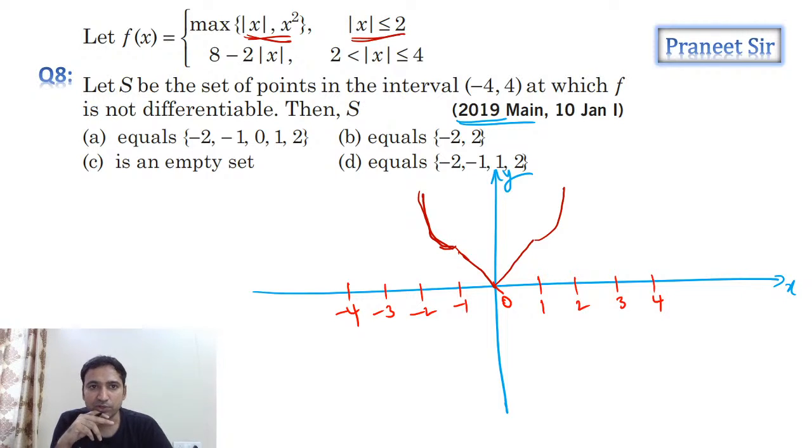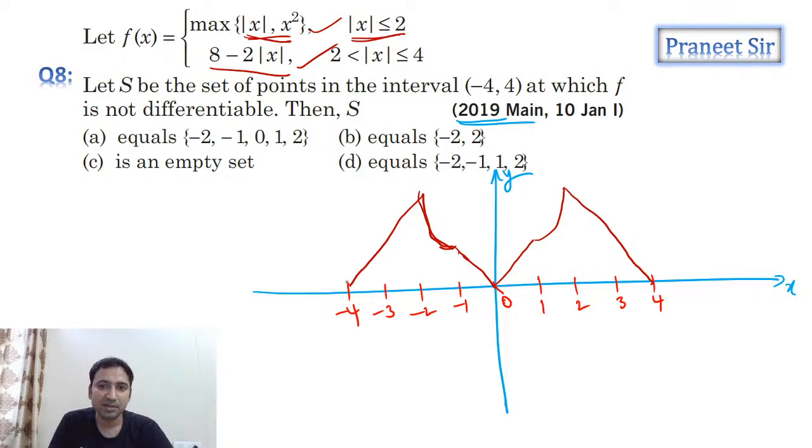Now 2 to 4, it is this, guys. All these are symmetric about the y-axis. For 2 to 4, it is 8 minus 2x, so 8 minus 2x will be like this. Clear now? Now where the sharp edges are, that's what he is asking. How many times are we having sharp edges? This is one sharp edge, this is another, this is another, and one more. Total 5 sharp edges we are getting. What are these 5 sharp edges? These: -2, -1, 0, 1, 2.